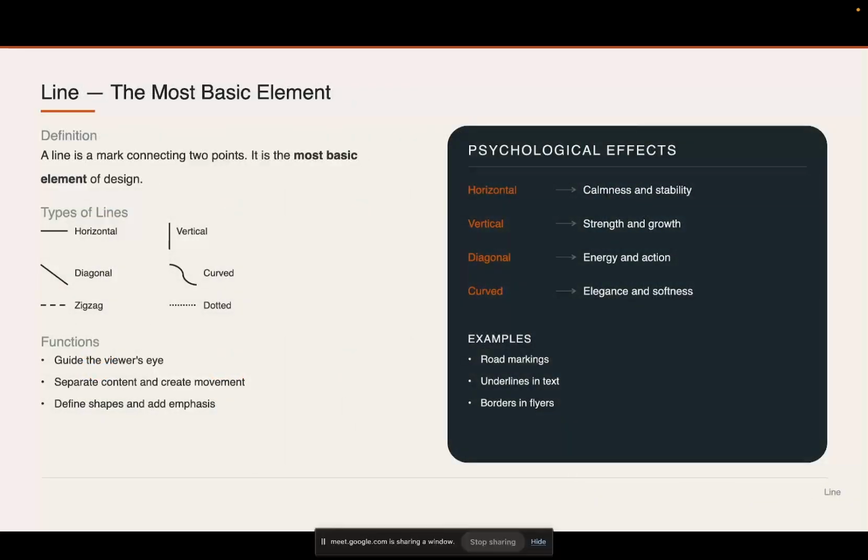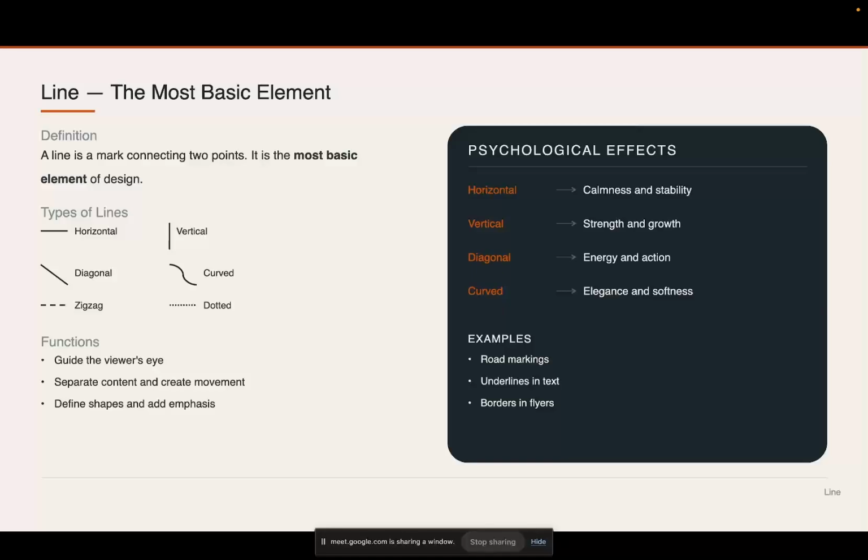Now this is like the most basic among all of them. A line is a mark connecting 2 points, or it could also be a horizontal line, a vertical line, a diagonal line, either curved, zigzag or dotted. All these are lines and they can be used as elements when designing.